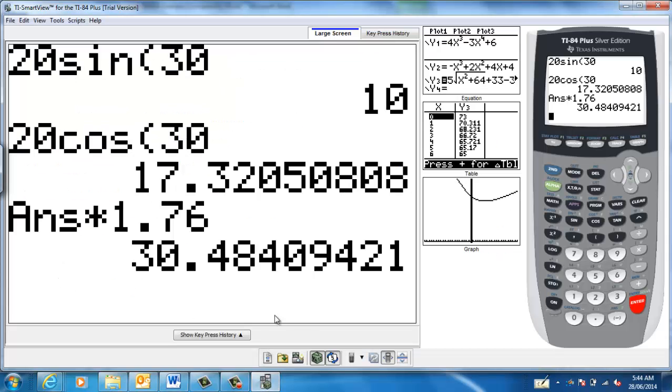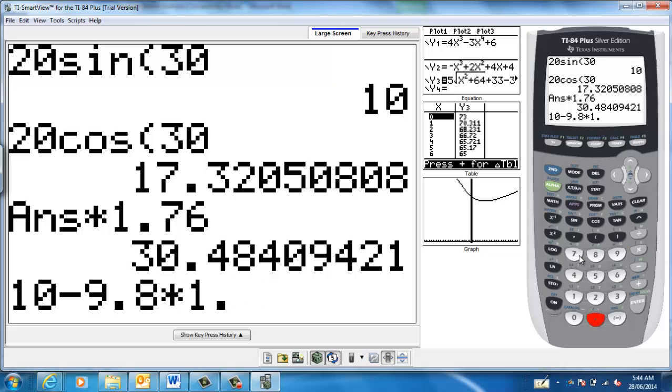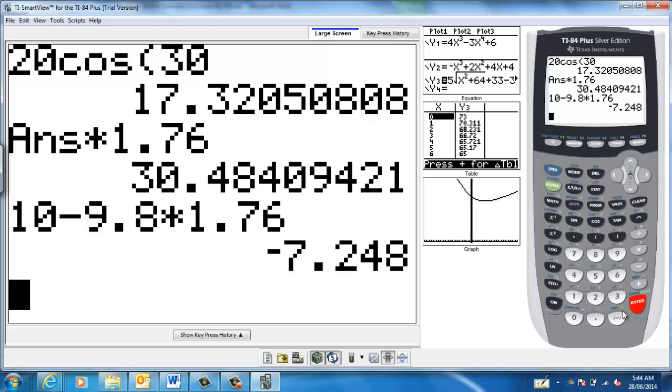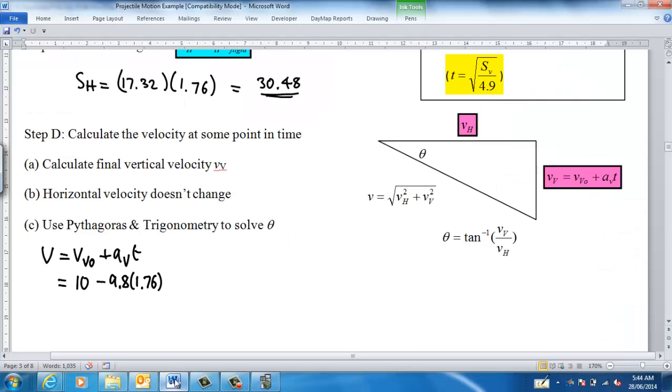So go to your calculator to do that. So 10, take 9.8 times by 1.76, and that's going to give me minus 7.25. That would be close enough. That's equal to minus 7.25 meters per second. Remembering that means it's just moving downwards.